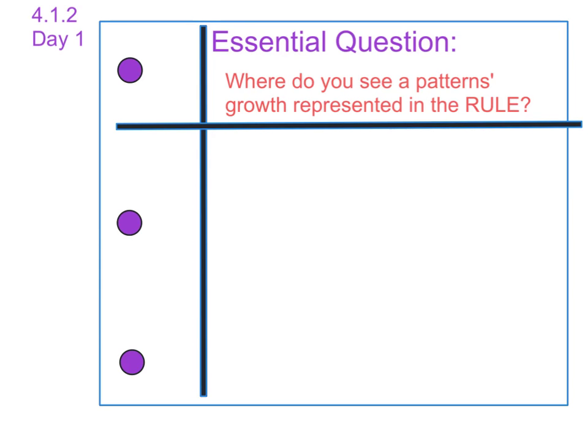Let's go ahead and jump into our notes time now. We're going to start on 4.1.2. So turn to your next free page of Cornell Notes and copy down your essential question, which is, where do you see a pattern's growth represented in the rule? At any time, feel free to pause the video while students finish copying down this stuff.